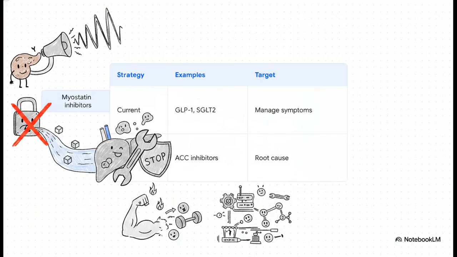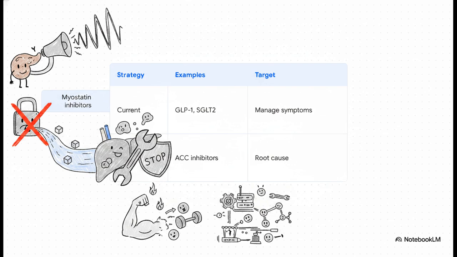Take current drugs, for example. Hallmark medications like sulfonylureas basically just force the pancreas to shout louder by secreting even more insulin. Or SGLT2 inhibitors. They literally force your kidneys to just pee out the excess sugar. Don't get me wrong, they manage the symptoms brilliantly, but they don't fix the jammed lock. The future of medicine, however, is targeting the root cause.